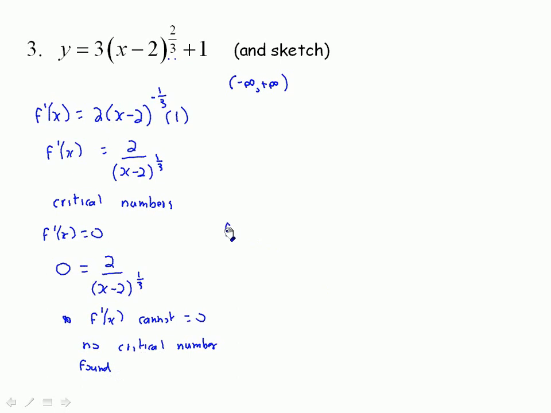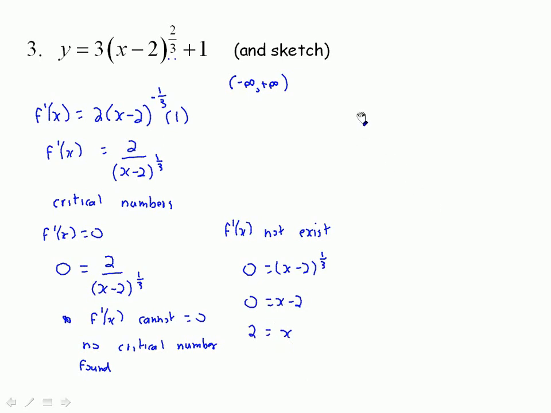Where does f prime at x not exist? So this would be where the denominator is equal to 0. So 0 is equal to (x minus 2) to the 1/3. Cube both sides to get rid of the 1/3, and you'll get 0 is equal to x minus 2. So x is equal to 2. So our only critical number is x equal 2.